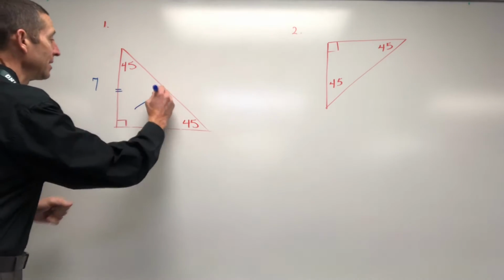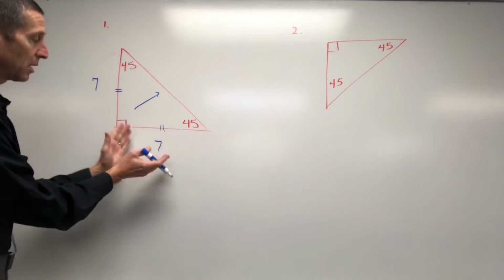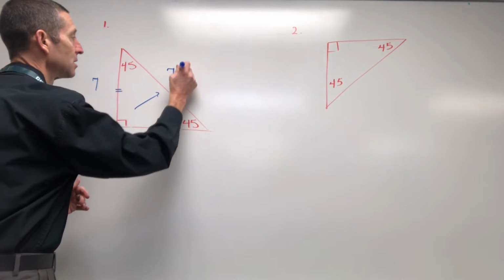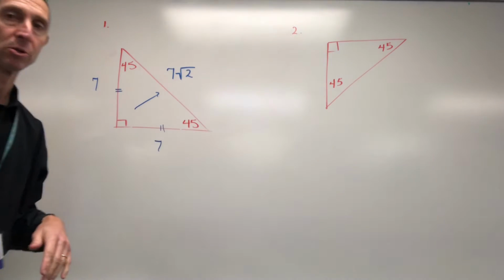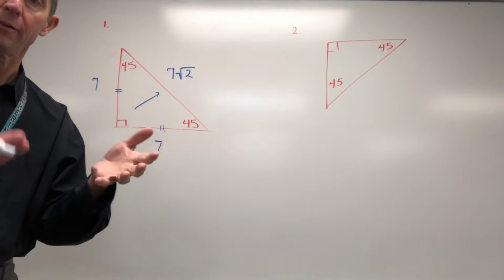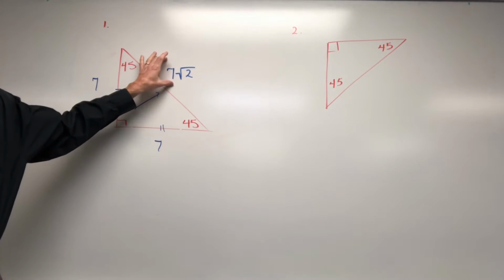Now the hypotenuse, the one that's opposite of the right angle, take whatever you've got here, the 7, use that and just multiply it times square root of 2. So that's how you find all three lengths of a 45, 45, 90. This is 7, this is 7, this is 7 square roots of 2.